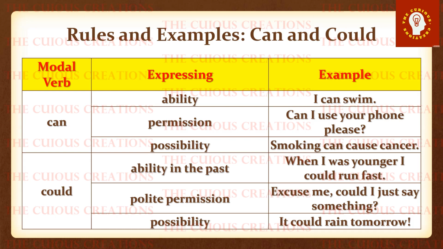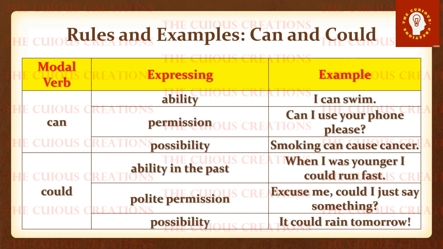Could is a weaker kin of can. It is rather formal, and shows the ability of the past. It is also used to express possibility, but it is not as strong as can. Now let us have some examples. When I was younger, I could run fast. Here could shows ability of the past.